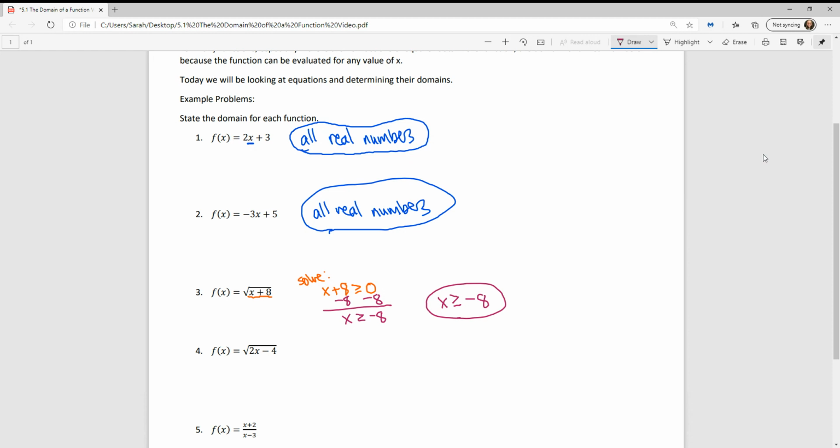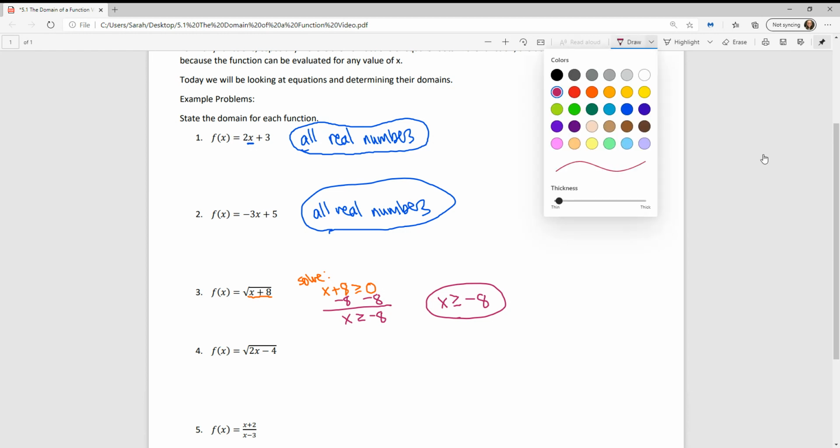If I plug in any number bigger than negative 8, I'll get some sort of positive number, which I can take the square root of. Any number smaller than negative 8 would make a negative under the radical square root sign.